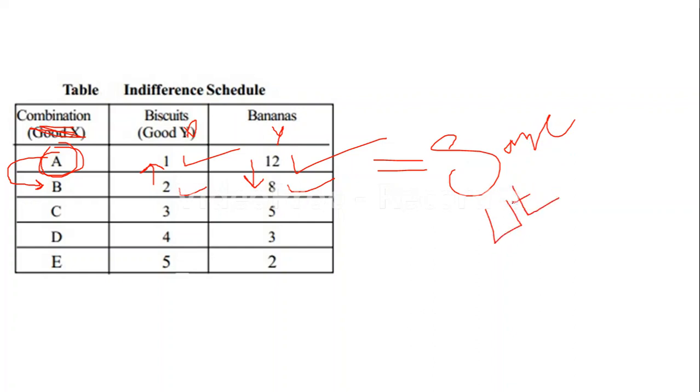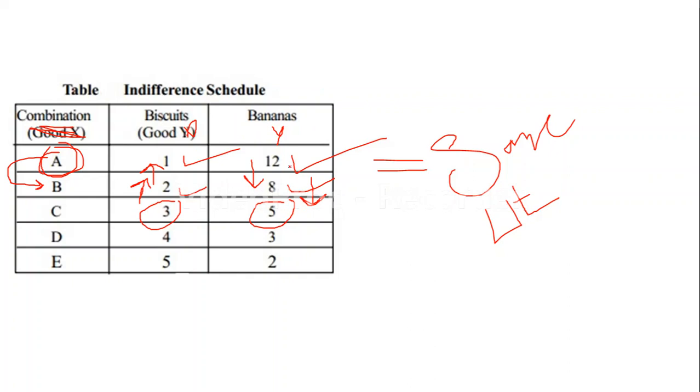Let us move to the third combination. In combination C, he will get 3 units of biscuits and 5 units of bananas. Yes, 3 units of bananas are reduced here, but for this he is going to get one more unit of biscuit. So whatever utility he is sacrificing in bananas is substituted in the biscuits, because he is getting more utility in biscuits. So on any combination, either A, B, C, D or E, the consumer will get the same level of satisfaction. So this is known as the indifference curve analysis.